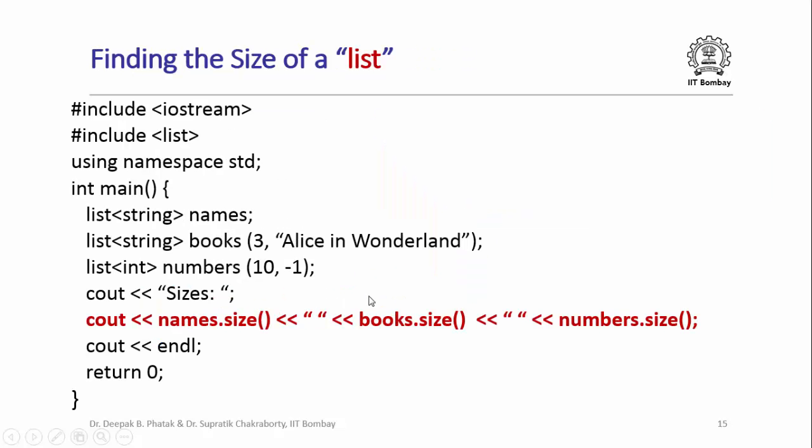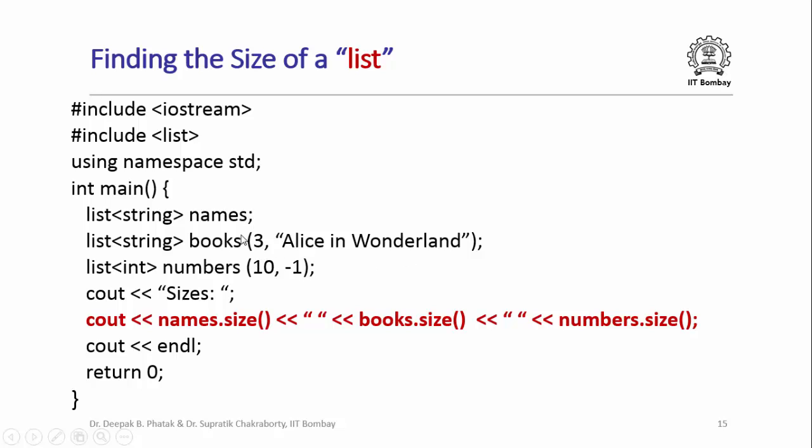How do we find the size of a list? Well, if I look at the 3 lists that I just created, I could then print out their sizes using the size member function. So in this particular case, I'm printing out the size of the list names, the size of the list books, and the size of the list numbers.